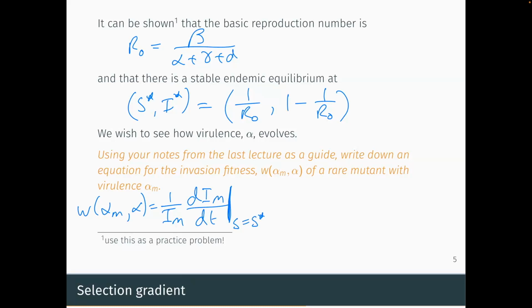You could even more properly write this as S star of alpha. Usually we wouldn't write this in, just for brevity, but just to make it clear what we're doing, we're evaluating this equation when our S is fixed. And this level of S is determined by the resident level of virulence, alpha. Okay. So what is this equation?